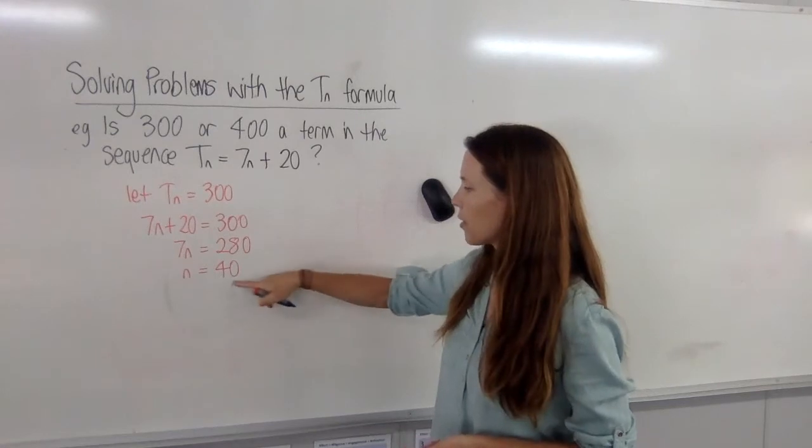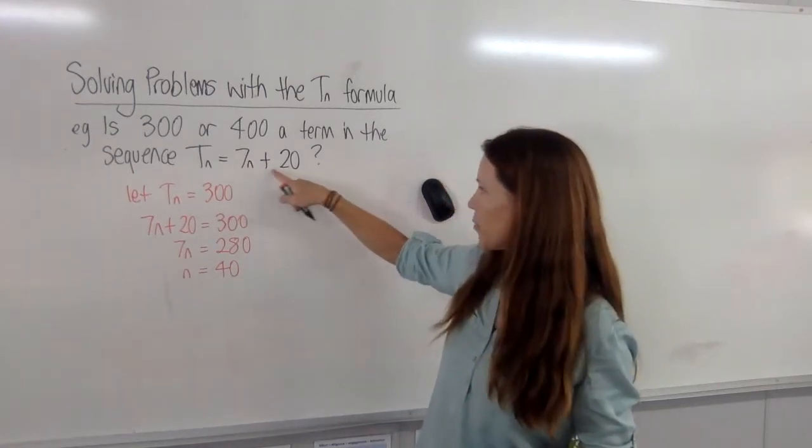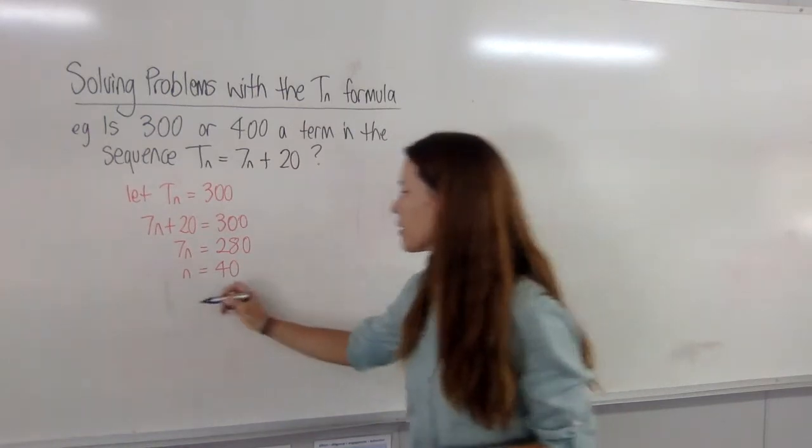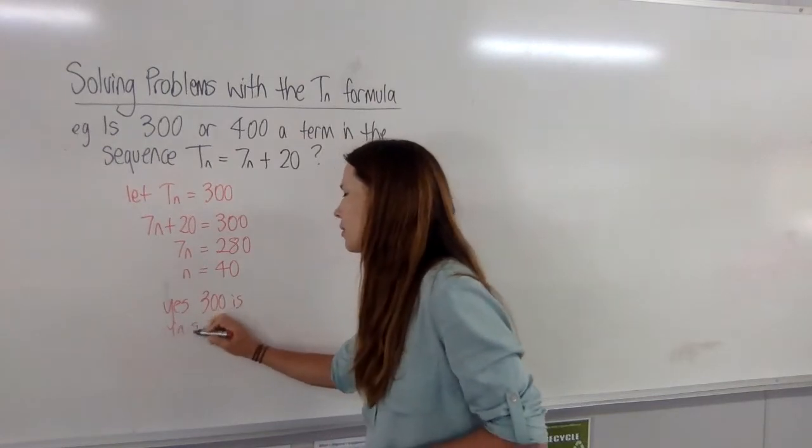Now let's just double check. The 40th term, 40 times 7 is 280 plus 20, that makes 300. So yes, 300 is in the sequence.